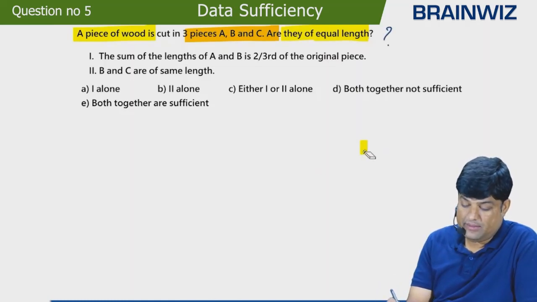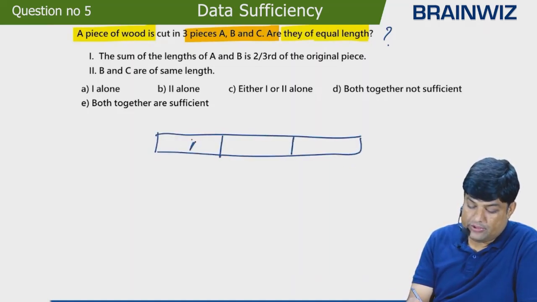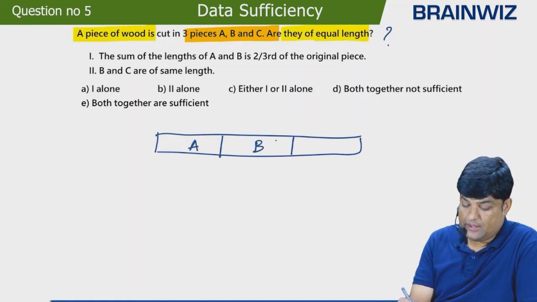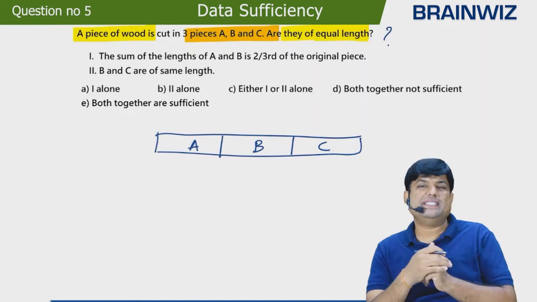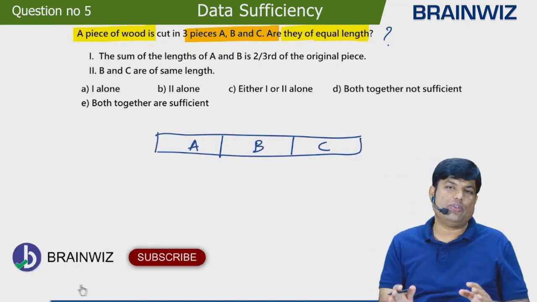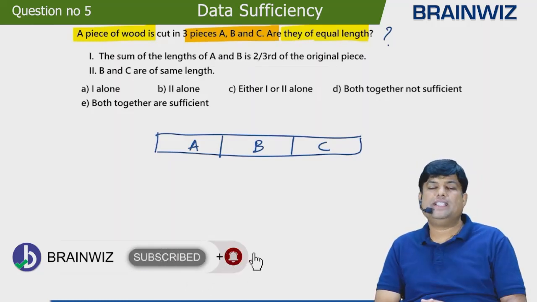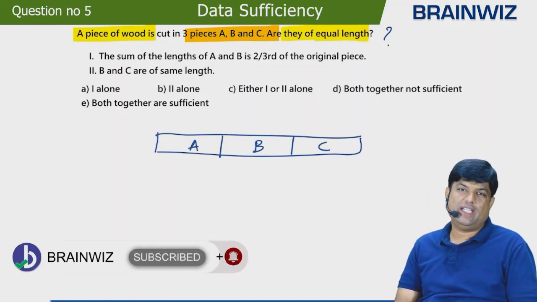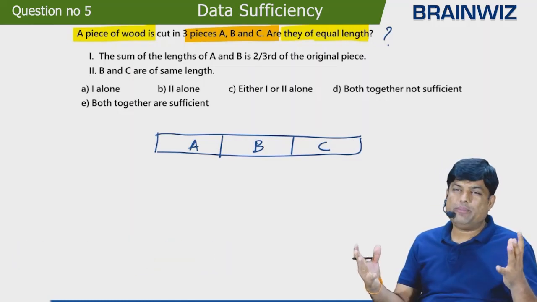For example, this is a big piece of wood. It has been cut into 3 pieces, piece A, piece B, piece C. Are these 3 pieces equal or not? We have no idea whether we have cut equal pieces or not. But don't worry, he has given you a little bit of data. Using this data, can we answer or not? Let's check it out. But dear students, I told you, you should not use these two statements at once.